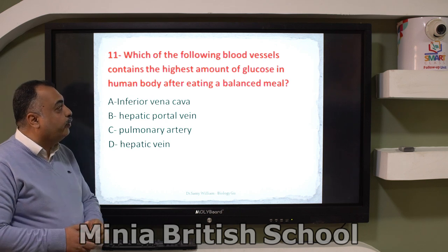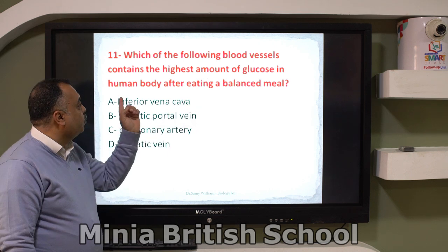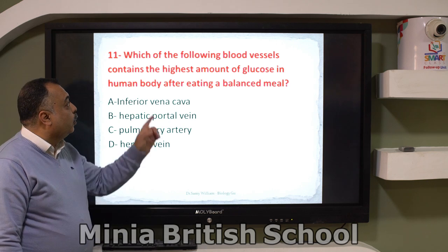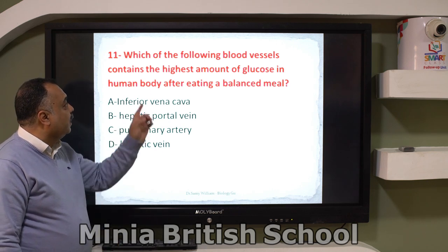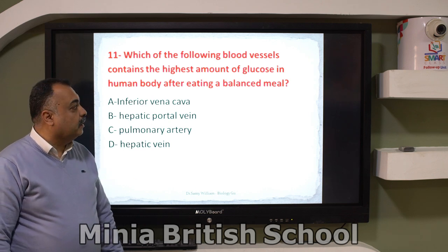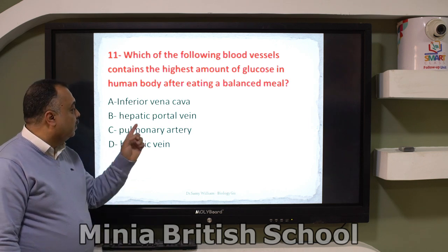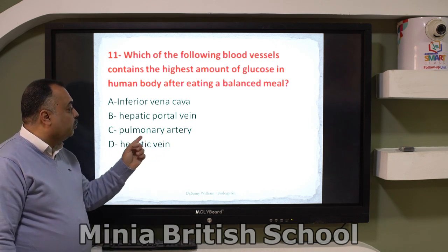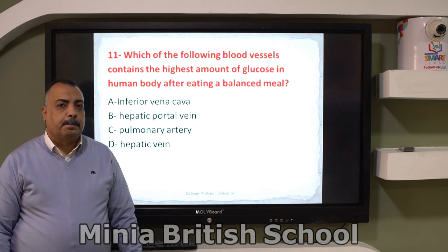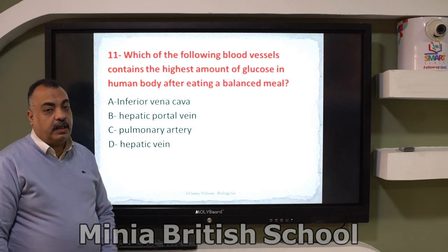Next, which of the following blood vessels contains the highest amount of glucose in the human body after eating a balanced meal? Is it inferior vena cava, hepatic portal vein, pulmonary artery, or hepatic vein? Yes, of course, hepatic portal vein.